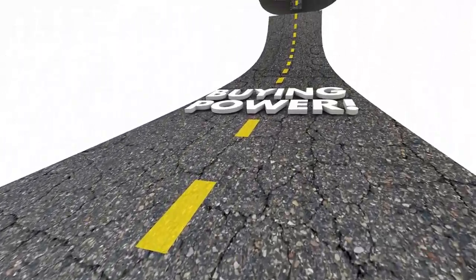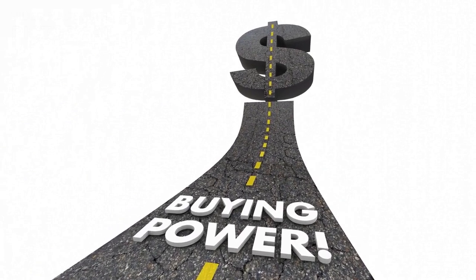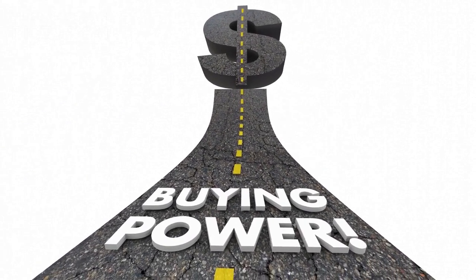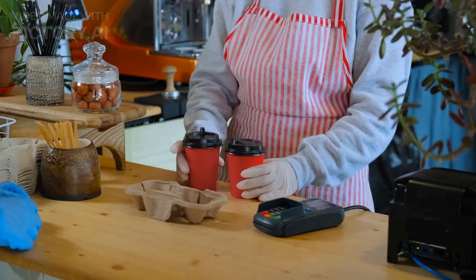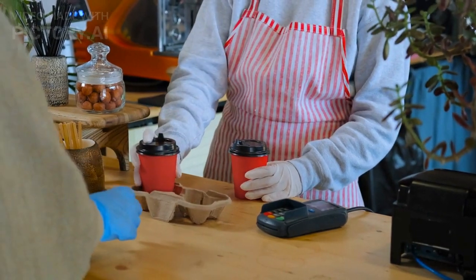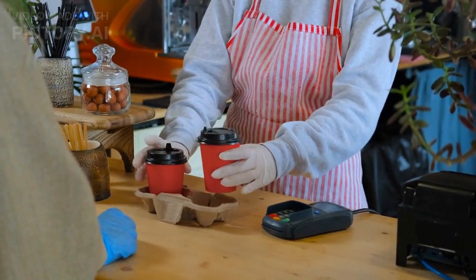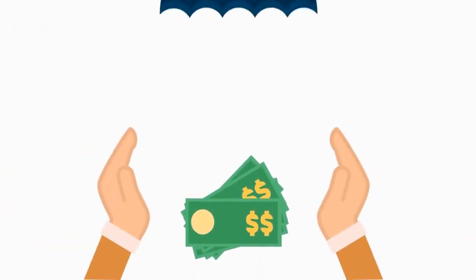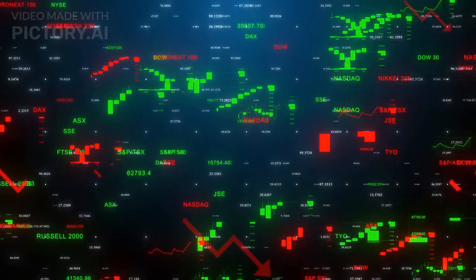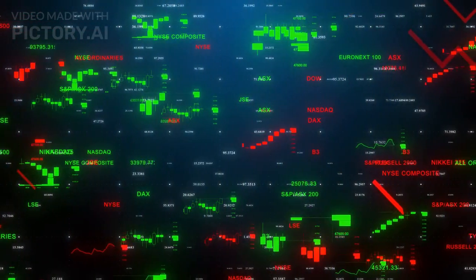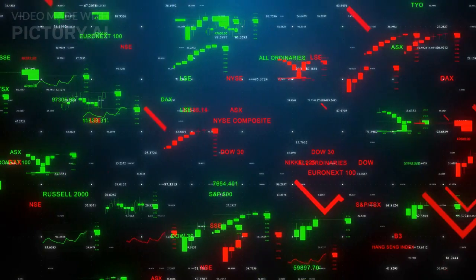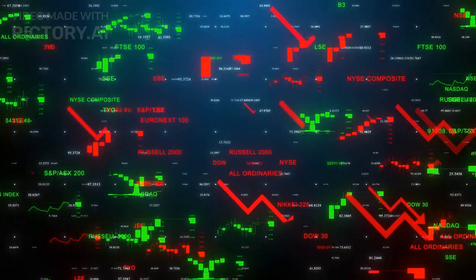Inflation can be harmful to individuals and businesses, as it can erode purchasing power and make it more difficult to plan for the future. To protect yourself from inflation, it is important to consider the following measures. Diversify your investments. Diversifying your investments can help to protect your wealth from inflation. Consider investing in assets such as stocks, bonds, real estate, and commodities, as they can provide a hedge against inflation.